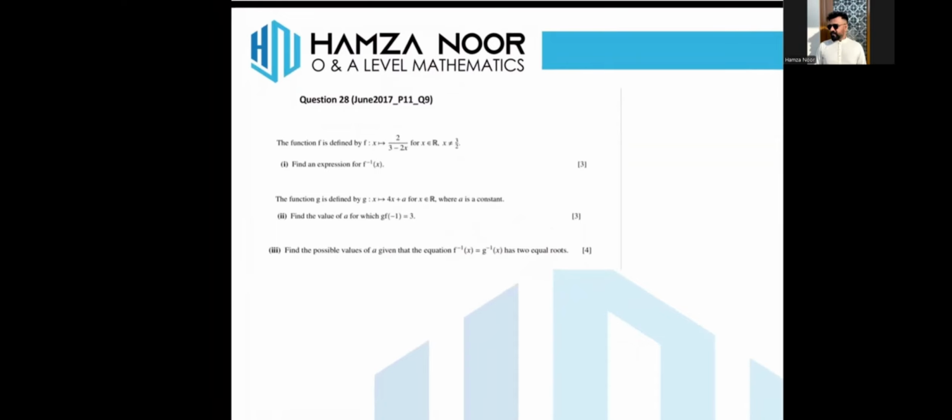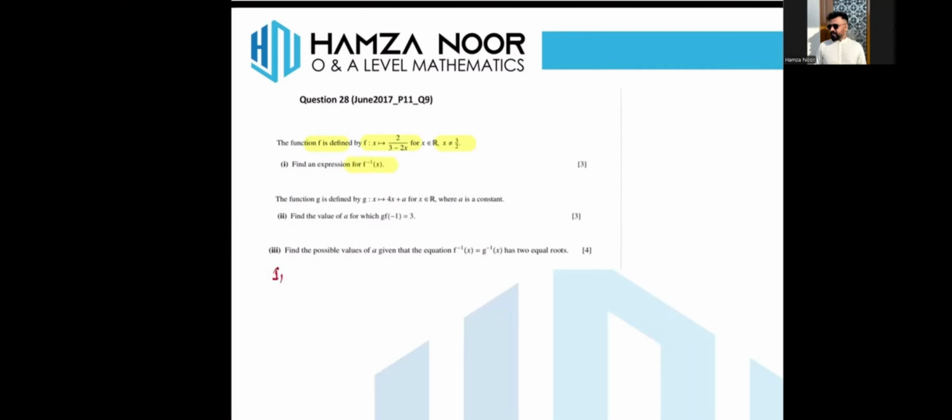All right, so the question says that the function f is defined by f(x) = 2 divided by (3 minus 2x) for x can take any real values where x is not equal to 3 over 2. Because at x equals 3 over 2, this function f(x) will have a vertical asymptote, meaning the function is not defined for x equals 3 over 2. So this means that x is not equal to 3 over 2. Find an expression for f inverse x.